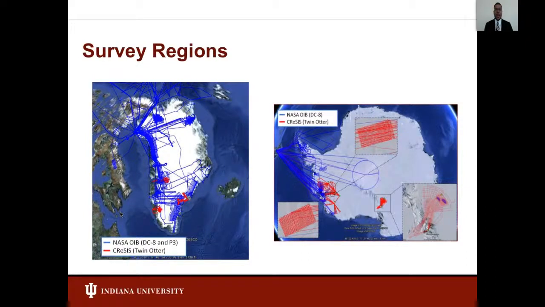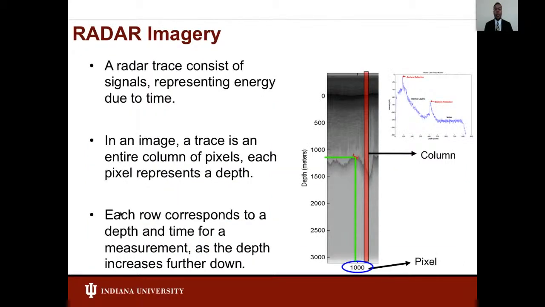This slide provides a glimpse into areas of interest for collecting data. The blue and red flight lines represent NASA and CReSIS-sponsored field missions, respectively. So, you're probably wondering, how does the raw data collected correspond to a radar image? Well, I'm glad you asked.